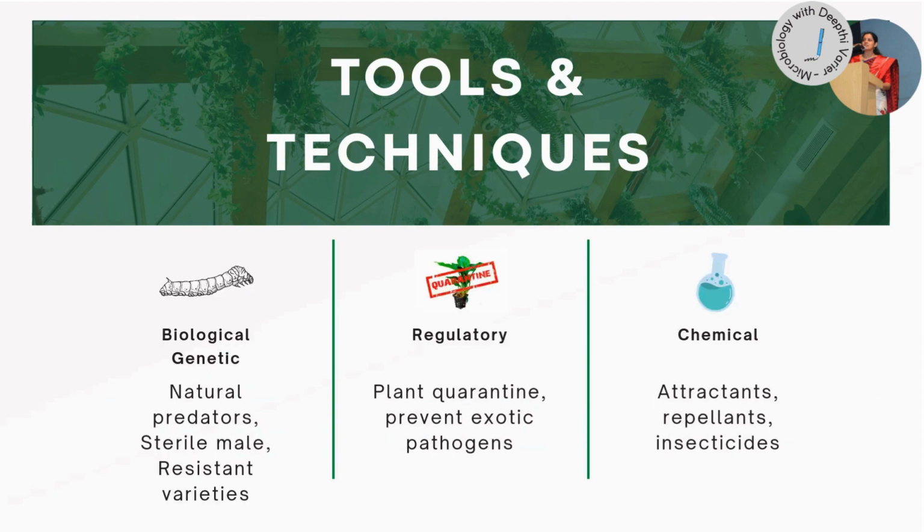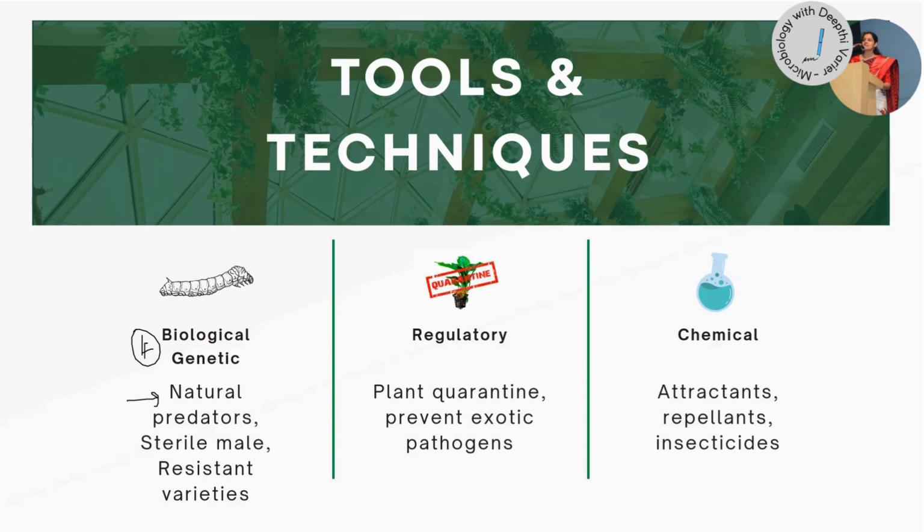The fourth one is biological or even genetic control. Now, biological control is where you encourage the natural predators. There are a lot of natural predators and parasites and organisms which affect pests. You encourage them. You allow them to grow because you know that if they are living over there, they will take care of your pests.